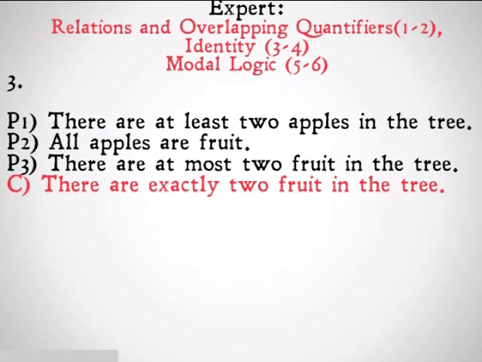Problem number 3. There are at least 2 apples in the tree. All apples are fruit. There are at most 2 fruit in the tree. Therefore, there are exactly 2 fruit in the tree. Seems like a fairly simple argument. However, whenever we get numerical quantities, that makes it pretty complicated. We can represent it with identity, but it gets a little tough. Here's how we would do it.